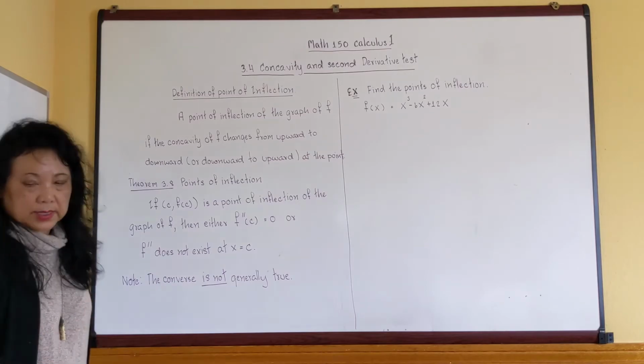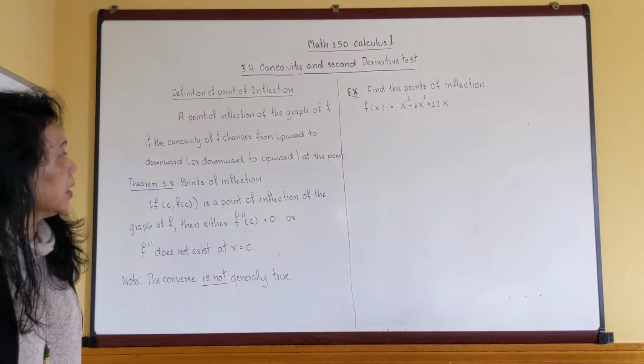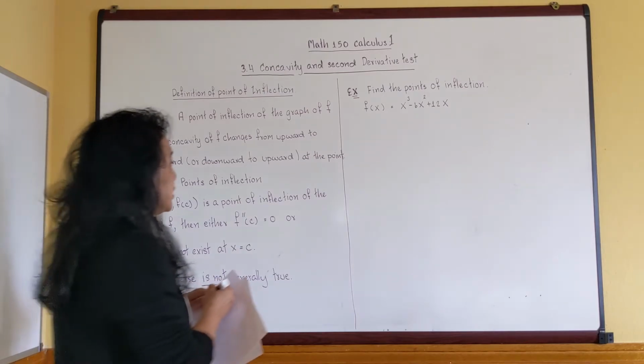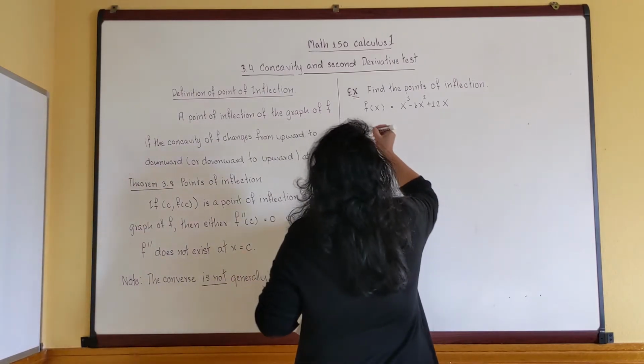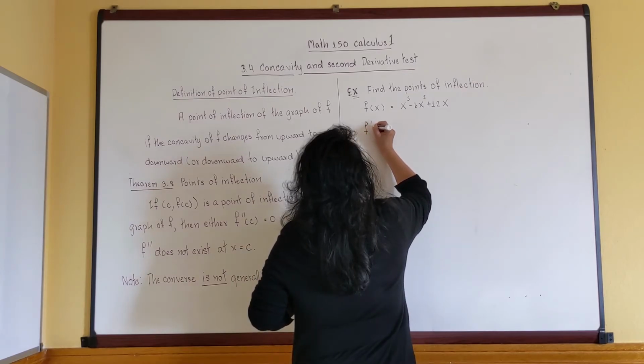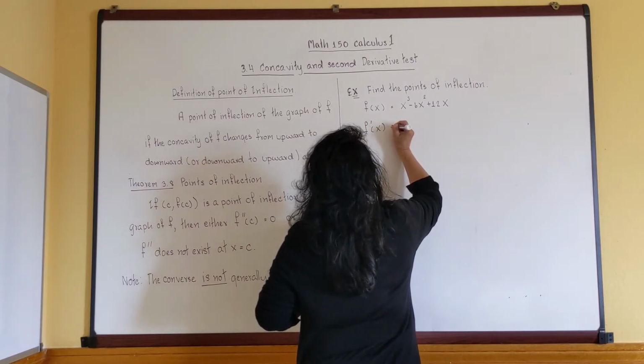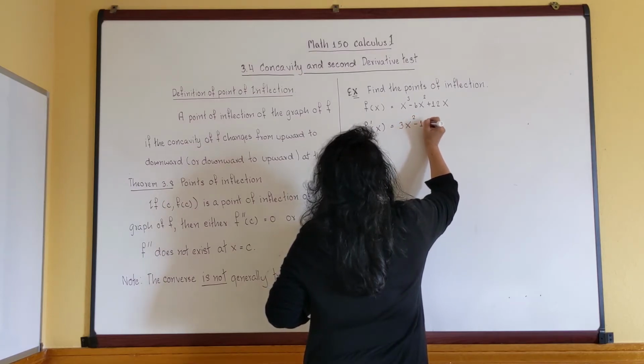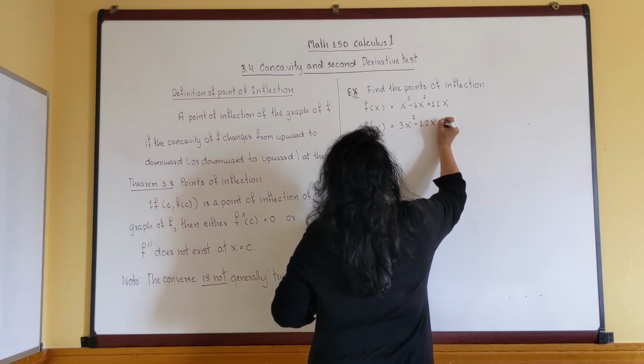Now let's look at an example here. I have a function f of x, so first I'm going to take the derivative of this function. The first derivative will be 3x squared minus 12x plus 12.